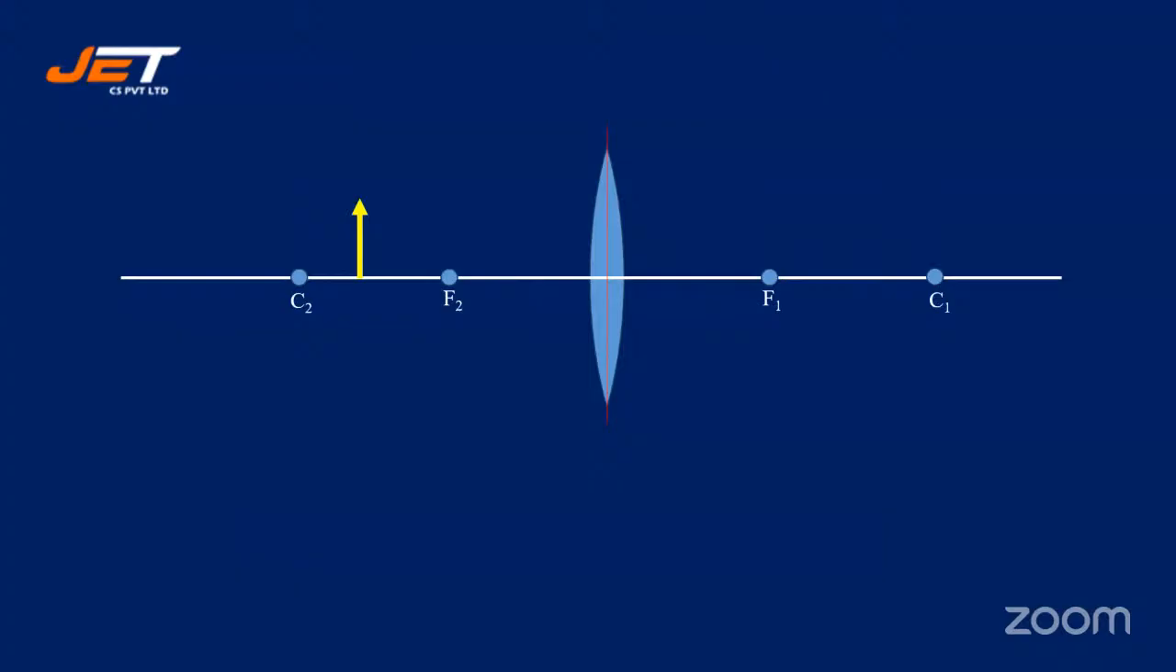So when the object is at C2, yes, Harsha, good. Harshavardhan, exactly, that's of the same size. And at C1, a real inverted image of the same size is formed.